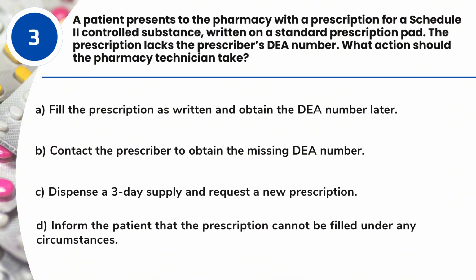Question 3. A patient presents to the pharmacy with a prescription for a Schedule II controlled substance, written on a standard prescription pad. The prescription lacks the prescriber's DEA number. What action should the pharmacy technician take? A. Fill the prescription as written and obtain the DEA number later. B. Contact the prescriber to obtain the missing DEA number. C. Dispense a 3-day supply and request a new prescription. D. Inform the patient that the prescription cannot be filled under any circumstances.